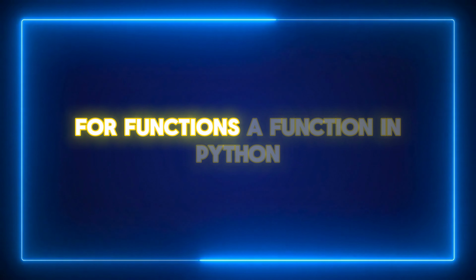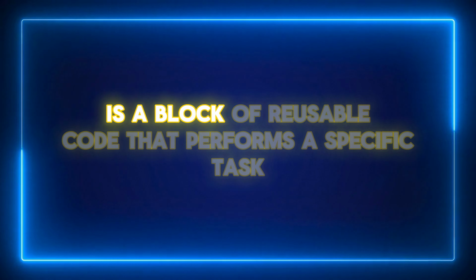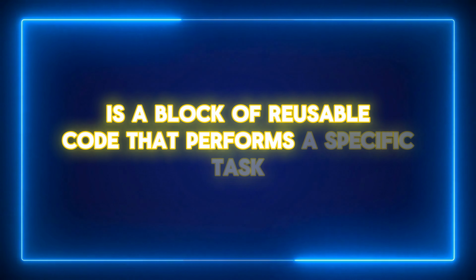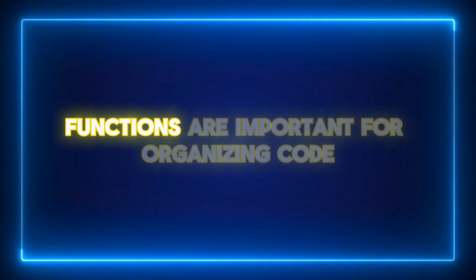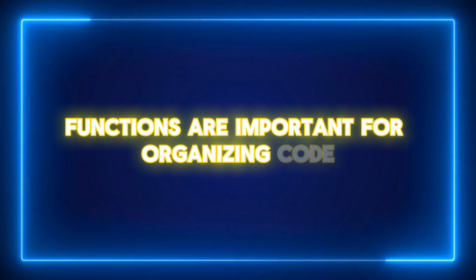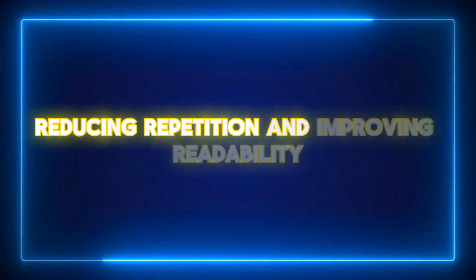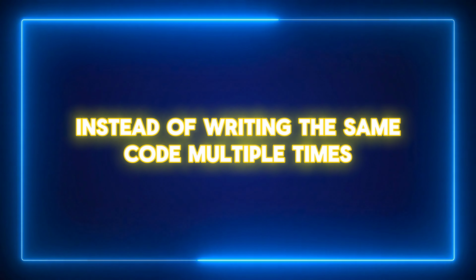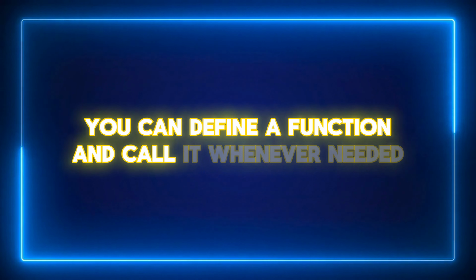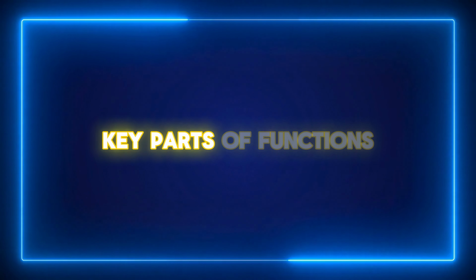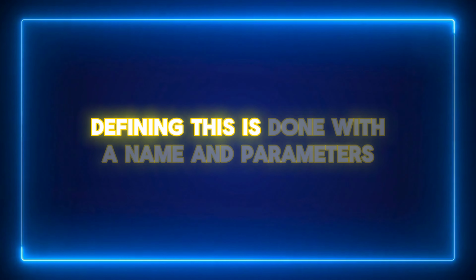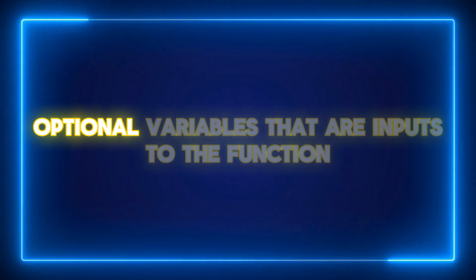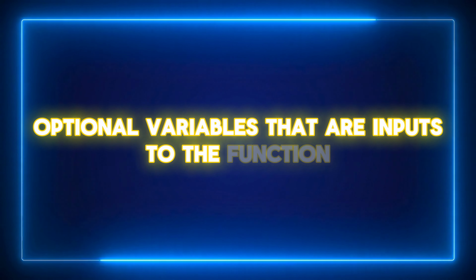Four. Functions. A function in Python is a block of reusable code that performs a specific task. Functions are important for organizing code, reducing repetition, and improving readability. Instead of writing the same code multiple times, you can define a function and call it whenever needed. Key parts of functions: defining. This is done with a name and parameters, optional variables that are inputs to the function.